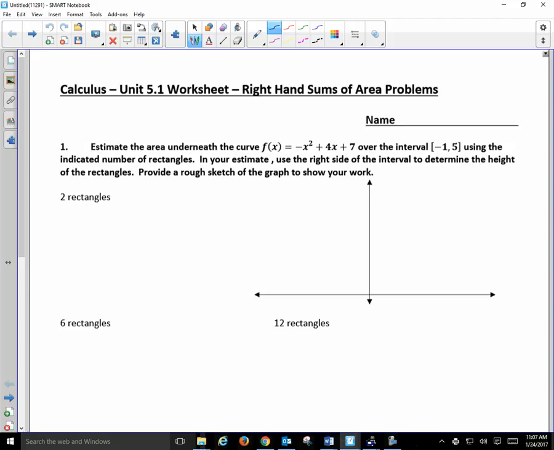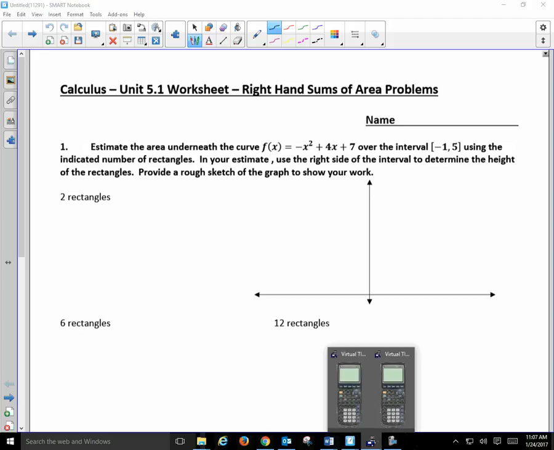But you guys are really good kids. You're good at math, but some of you really struggle to see what the graph looks like at all. You see a curve, and you're like, I have no idea. Yeah, it's upside down, but let's get a little bit better idea of where it sits over that interval negative 1 to 5. So let's just graph it with our calculator, okay?